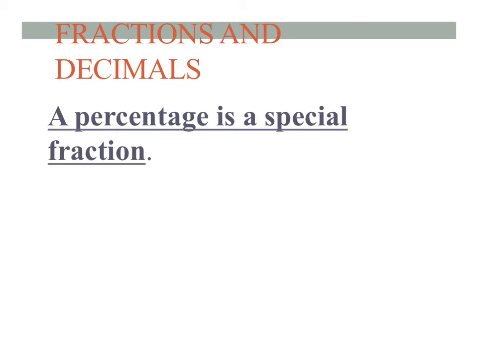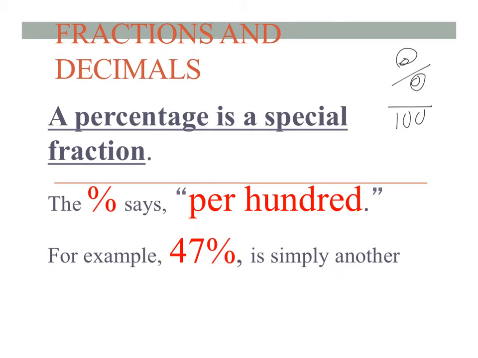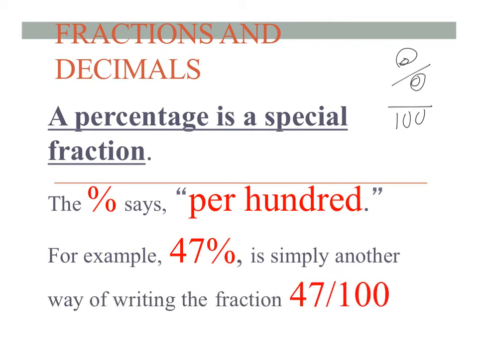A percentage is a special fraction. The percent symbol was created to symbolize the fact that percent means out of 100. Notice the 2 zeros right there? Percent means per 100. For example, 47% is really 47 per 100.